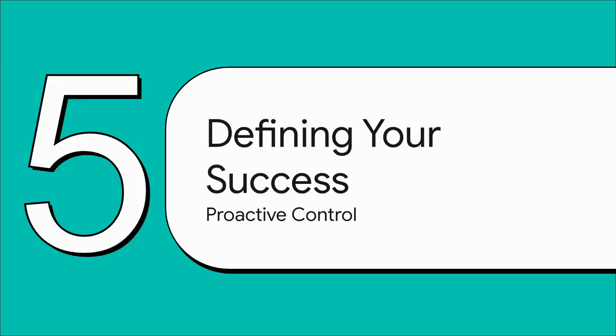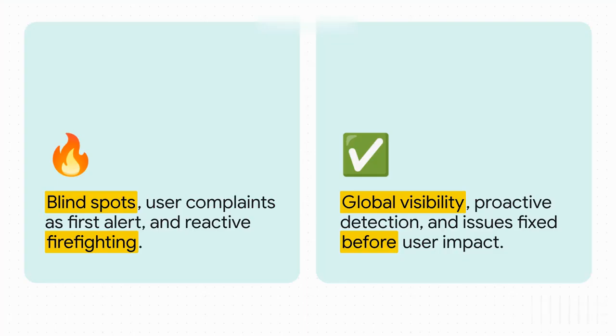Okay, so let's recap. You've built your fleet. You've given them their marching orders. What's the big payoff here? Well, this is where everything changes. This is the moment your team makes the leap from a world of reactive chaos to one of proactive control. And man, this slide just says it all, doesn't it?